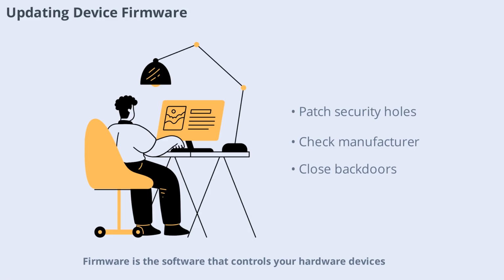Firmware is the software that controls your hardware devices, such as routers and printers. Manufacturers often release firmware updates to patch security holes and improve functionality. Check your device manufacturer's website regularly for updates, and follow their instructions to install them safely. Keeping your firmware up to date is just as important as updating your operating system or apps, as it helps close potential backdoors that hackers might exploit.